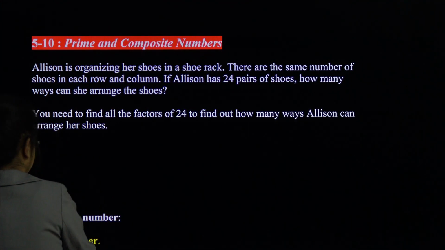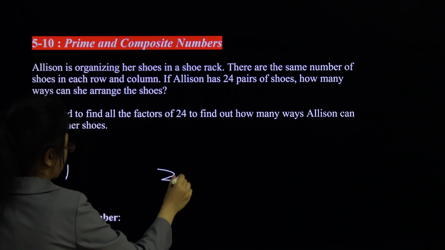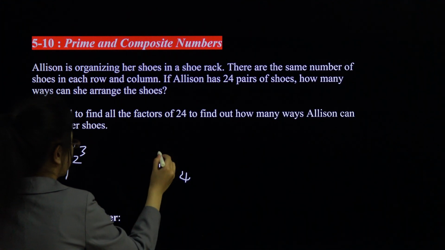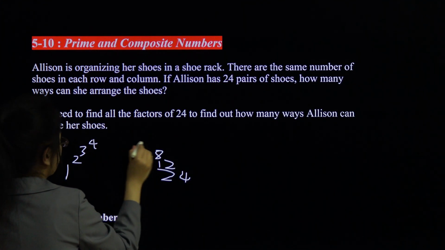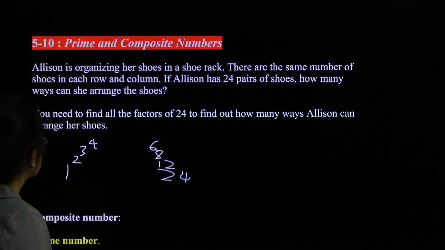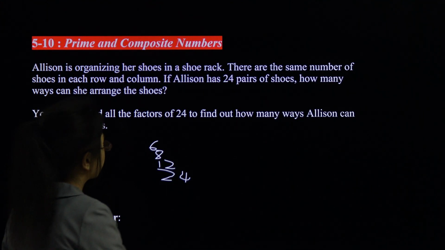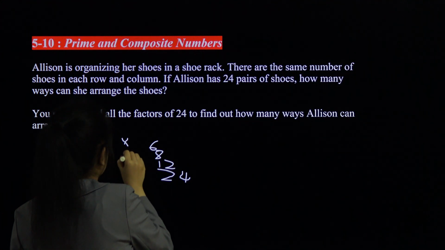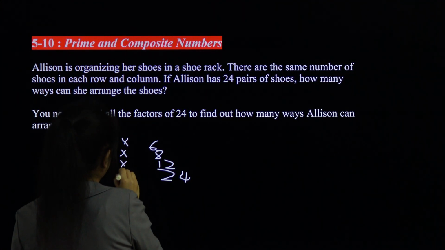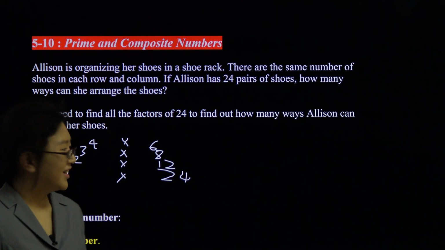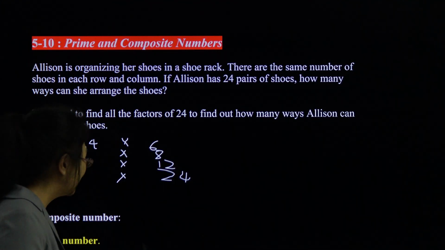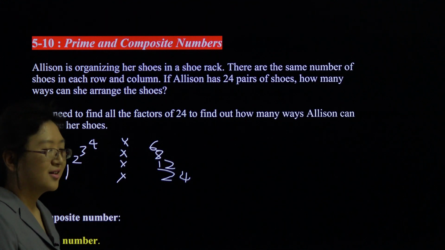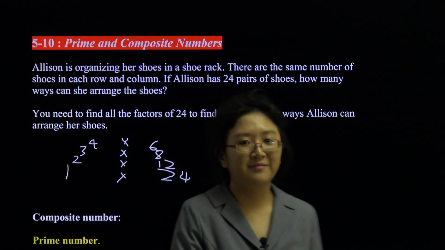Oh god, there's a lot. 1, 24, 2, 12, 3, 8, 4, 6. Yeah, that's it. So she can arrange it 4 by 6, 3 by 8, 2 by 12, and 1 by 24. You get why I like it so much now? You get everything in order and everything in pairs. Nice, right?